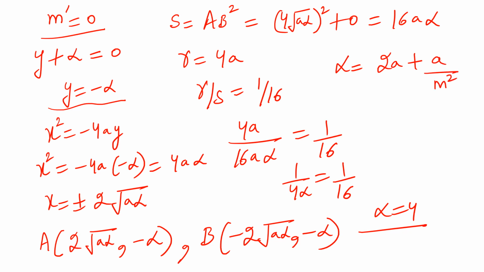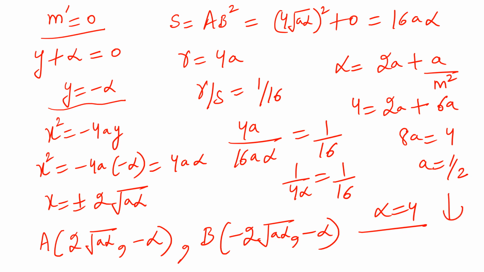Now just put the value of alpha as 4 over here, and the value of m is already given in the question. It is 1 upon root 6 because it represents the slope of the normal. So when you put here 1 upon root 6, it becomes 6a. So that means 8a is equal to 4, or a is equal to just half. And we have to find the value of 24a, and that comes as just 12.